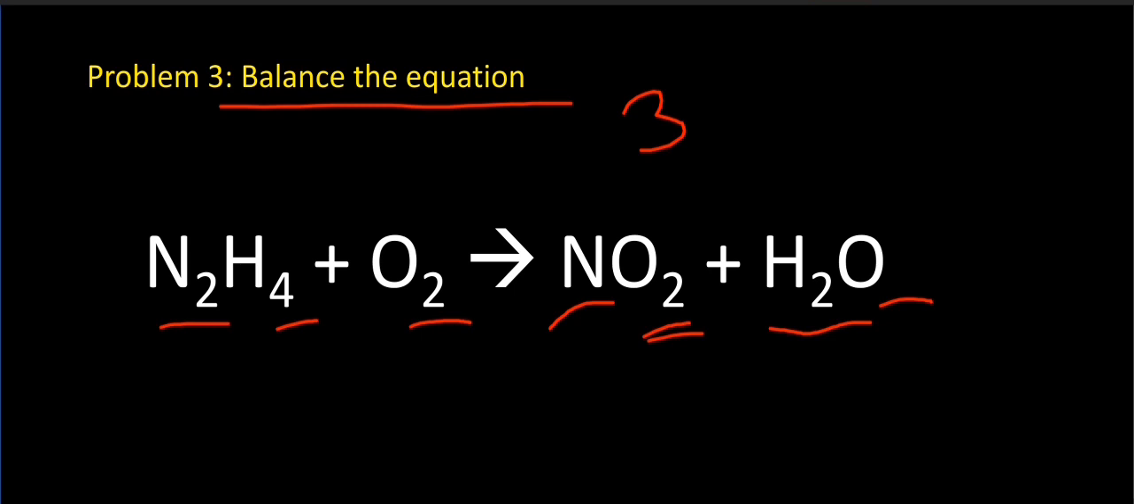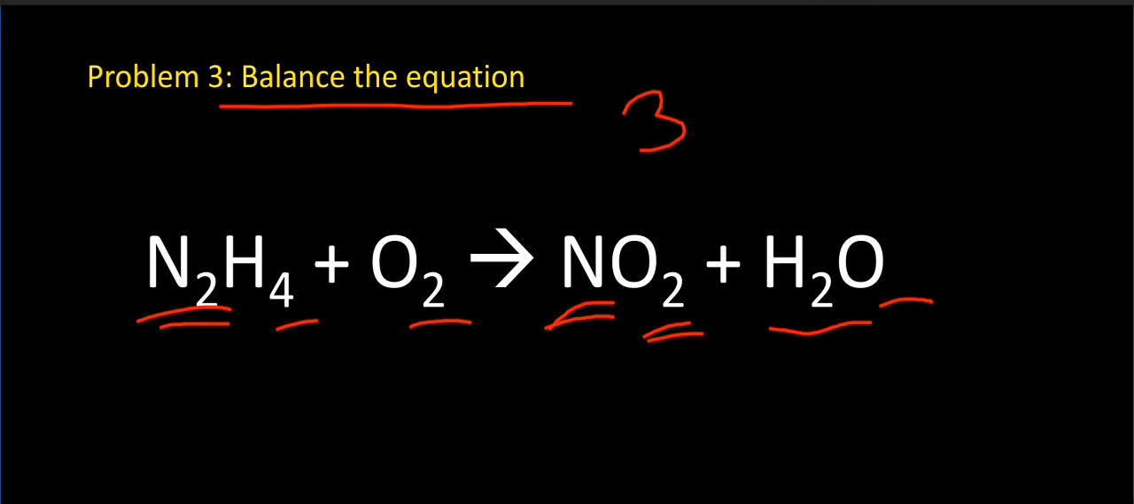So this is not a problem. We can easily solve this by following easy steps. At first, let's look at the nitrogen atoms. We have 2 nitrogen atoms here, but only 1 nitrogen atom on this side.